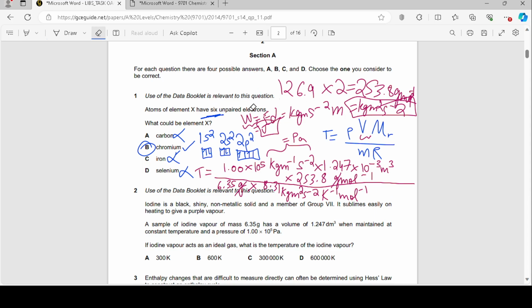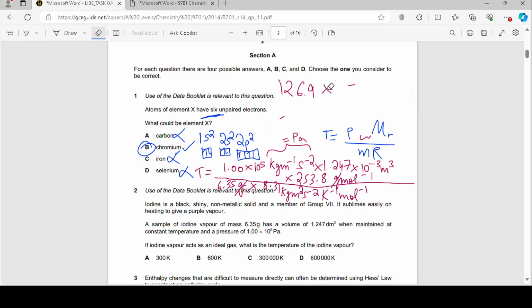And I will erase some stuff again, and then we will just, why did my volume get erased? Okay, anyways, I will now calculate this. Please use your calculators, everyone.